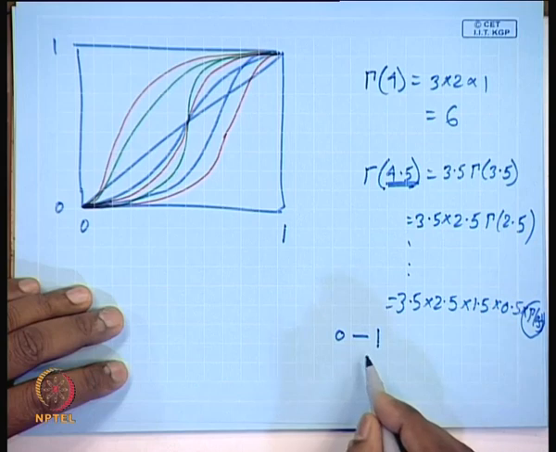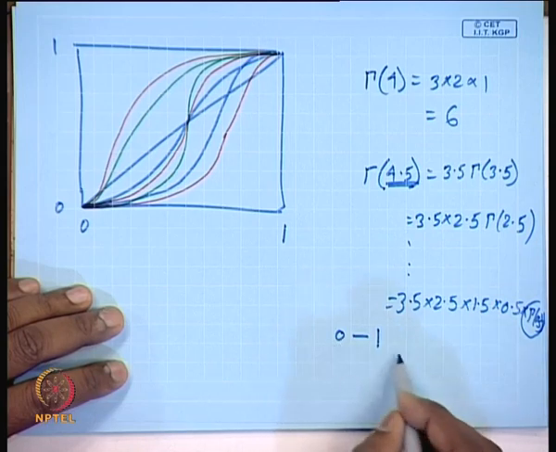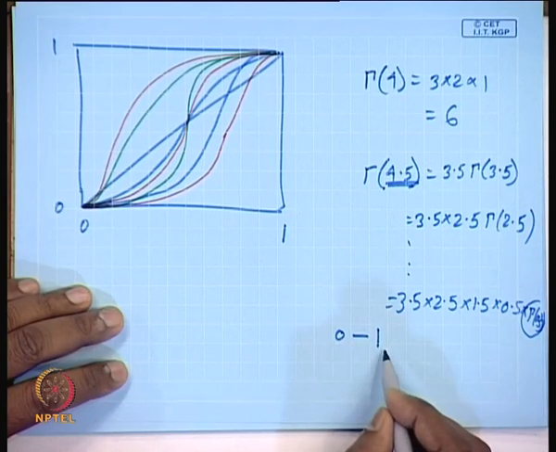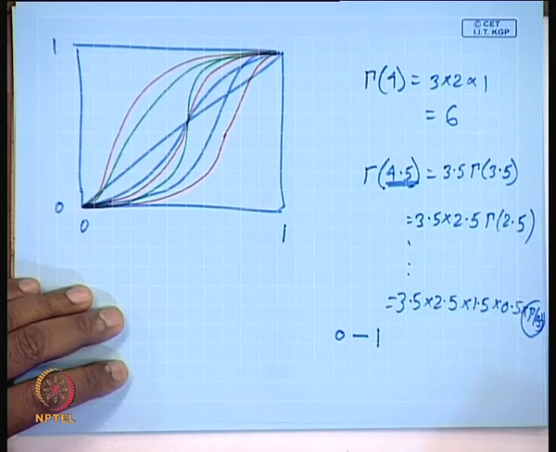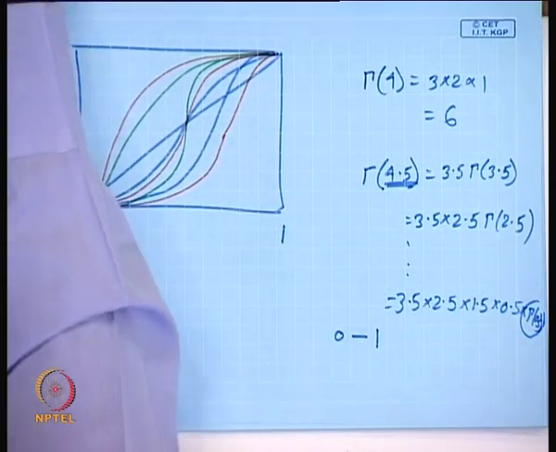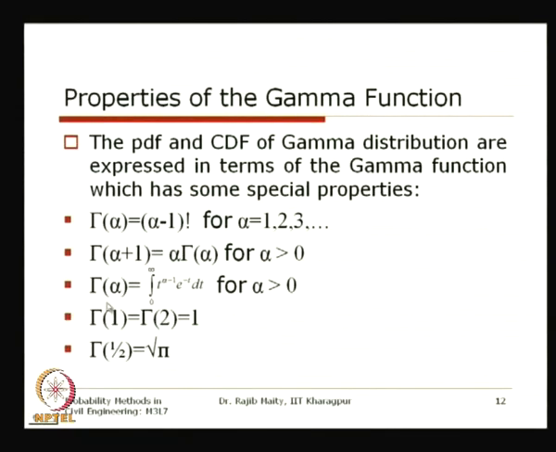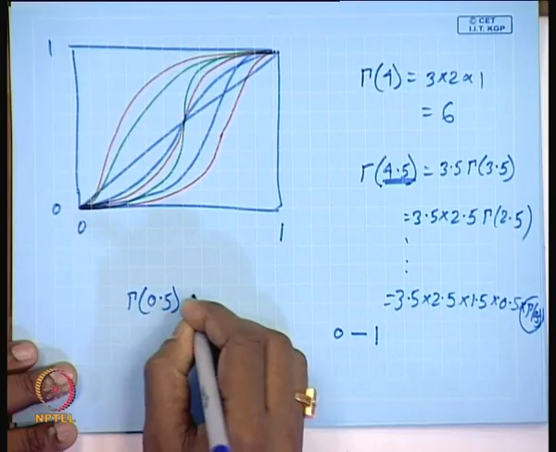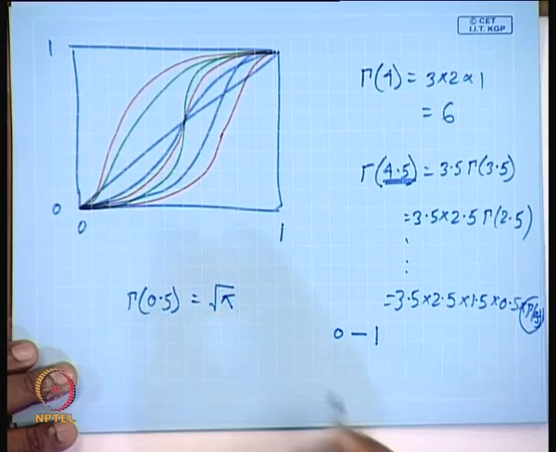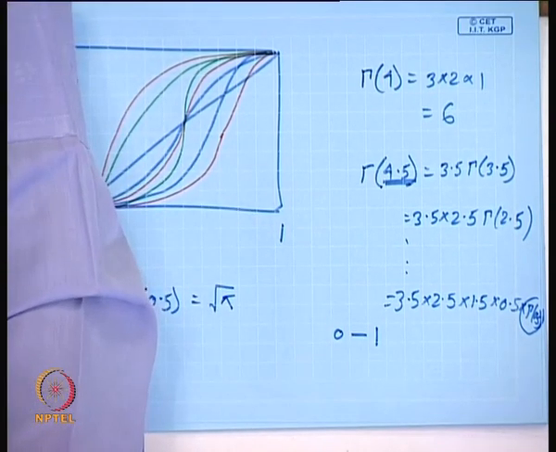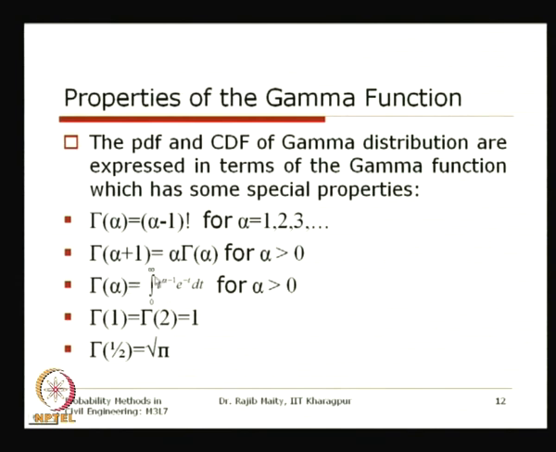Generally in the textbooks, these gamma values between 0 and 1 are known, and from there we can calculate the others. One special thing is that gamma half, gamma 0.5, is equal to square root pi. This is known, and other values can be obtained through numerical integration. This is not a closed form integration.